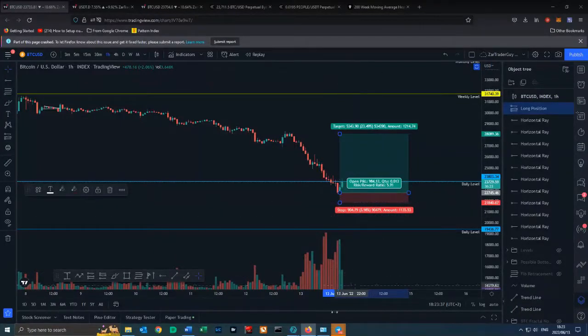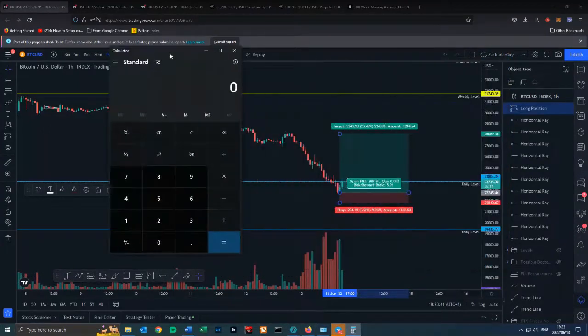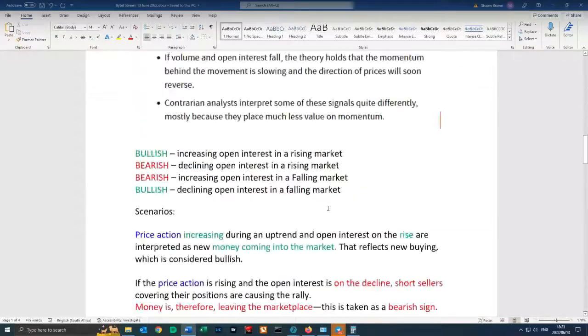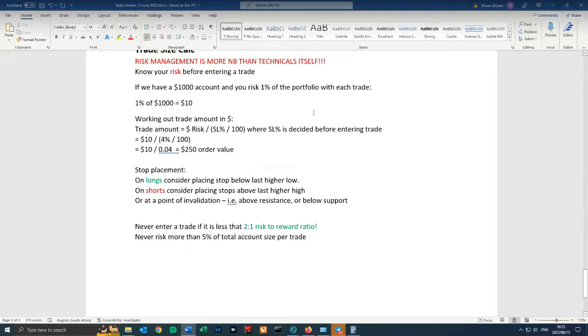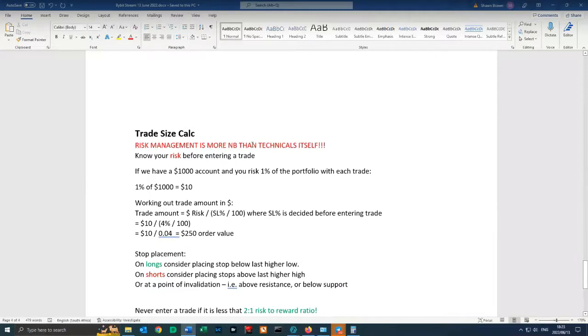Okay, let's say I can't get it exactly on 4%. This is actually in my little cheat sheet here. I've got a trade size and a risk calculator. If I've got a $1,000 account and I risk 1% of my portfolio with each trade, that means when it goes to stop loss, I'm risking $10 per trade. And this stays the same for every single trade.